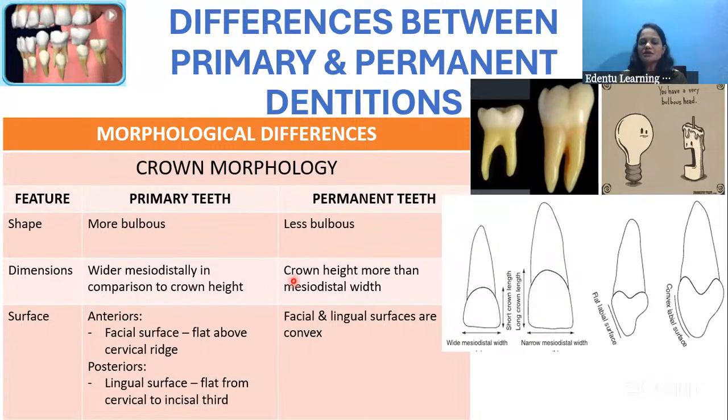Now coming to the dimensions. If you look at the dimensions of the primary and the deciduous teeth, here you can see in this image the dimensions between the primary and the secondary teeth.